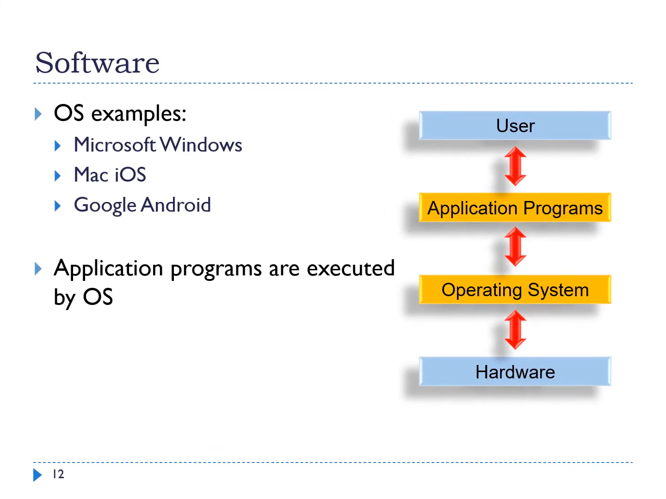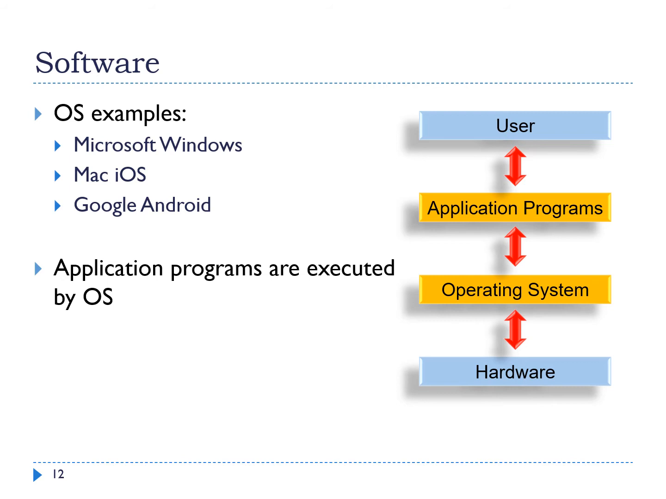Software is a collection of data or computer instructions that tell the computer how to work. Both application programs and operating systems are software. Typical operating systems include Microsoft Windows, Mac iOS, and Google Android. Application programs are executed by operating systems. For example, Word documents and Excel files need to be run by Windows or iOS.